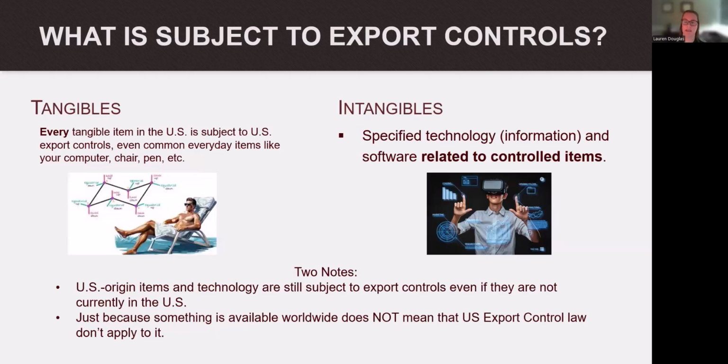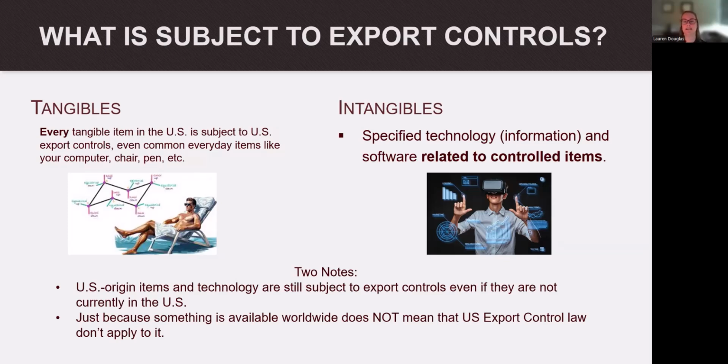And so two things to know about this. First, US origin items and technology are still subject to export controls, even if they're not currently in the US. So if you have an item whose country of origin is the US and it is in Germany, and the person in Germany wants to send it to France, it is still subject to US export controls. Conceivably, you may still need permission from the US government to send that.